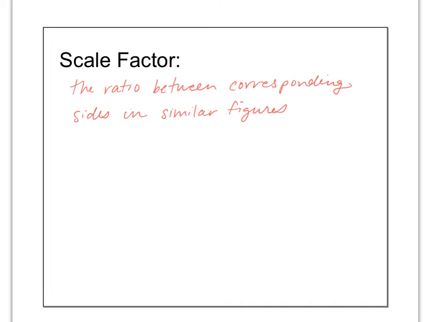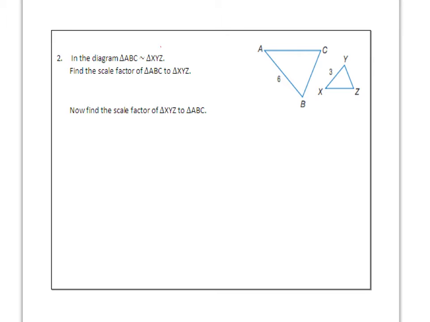Remember how we did that first example and we divided the sides and we got 3, 3, 3, 3? Well, 3 was the scale factor. So basically, if you divide the sides, what number do you get? That's the scale factor. Number 2, in the diagram, triangle ABC is similar to triangle XYZ. Find the scale factor. Well, I see a number right here. I see a 6 on AB. Now, AB are the first two letters. It should match up with XY, the first two letters. Well, XY is 3. So the scale factor is 6 to 3.